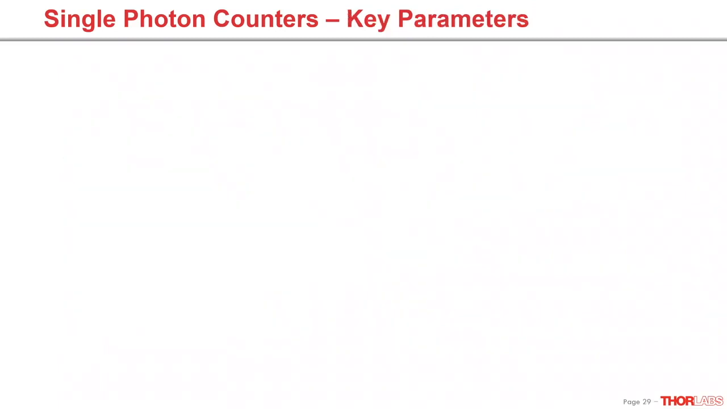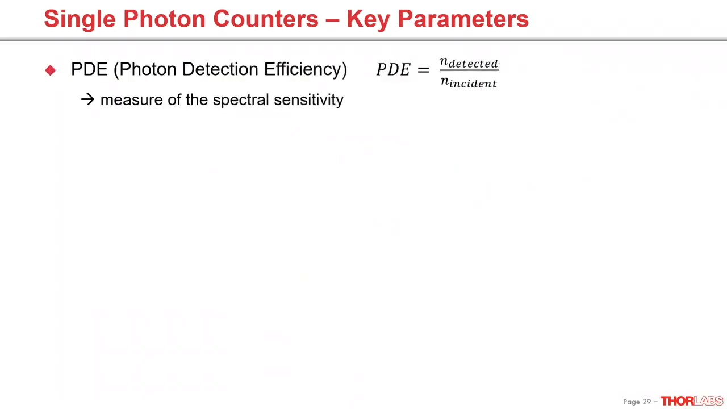To name some key specifications of single photon counters, the photodiode efficiency is the most prominent. It compares to the responsivity of a photodiode and describes the ratio of detected photons to all incident photons. The maximum reachable photodiode efficiency depends on the level of overvoltage. The higher this voltage, the higher the PDE. However, this goes hand in hand with an increase in the dark count rate.